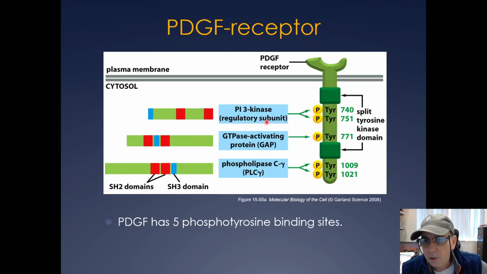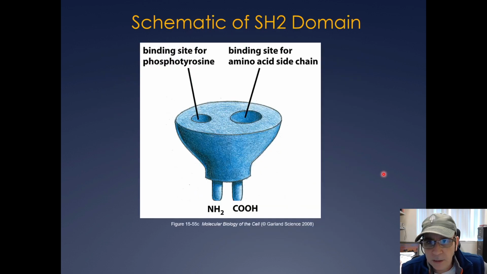So if we go back, you can see the phosphotyrosine at 740 might have an adjacent amino acid nearby that the SH2 domain associates with that's different from the one that occurs at amino acid 771. And so that's why the PI3 kinase binds up here, and the GAP protein will bind down here. So it's just the specificity that's laid out in this second amino acid binding site. So the phosphotyrosine is pretty universal, and this site is actually what's different.